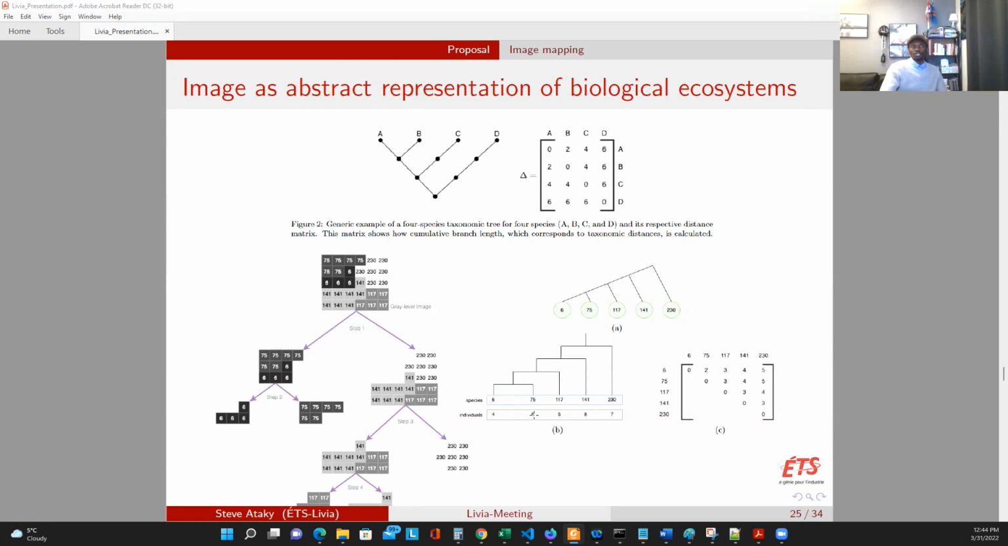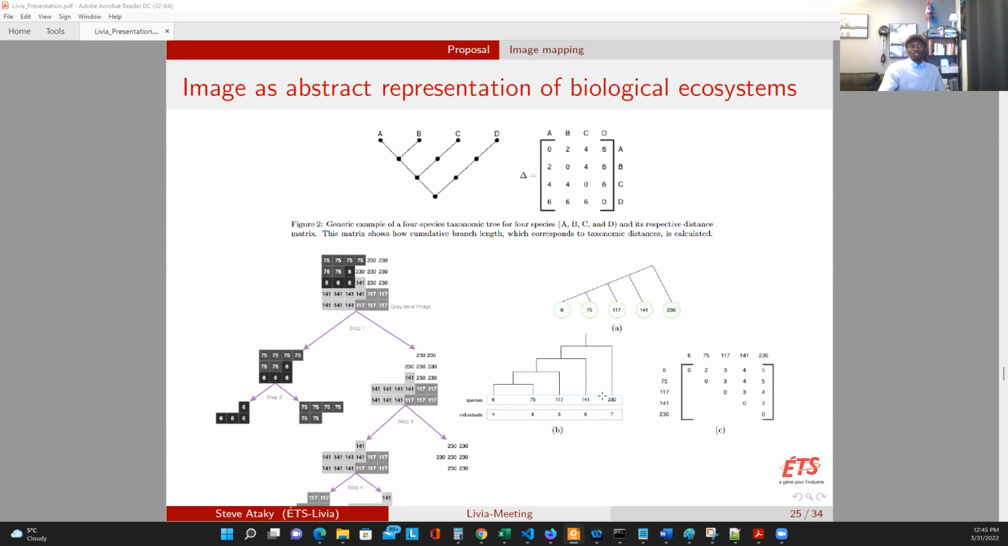For example, here we have the species 6 and the species 75. We can compute their distance. We have 6 individuals of the species 6. We have 6 individuals of the species 75, and the parenthood of both species is that both species are related. What is the distance between them? The distance is 2. It's just 1 and 2. So here we can build our matrix. We have 6 and 75, and the distance is 2.